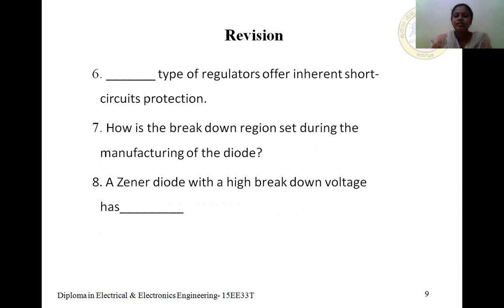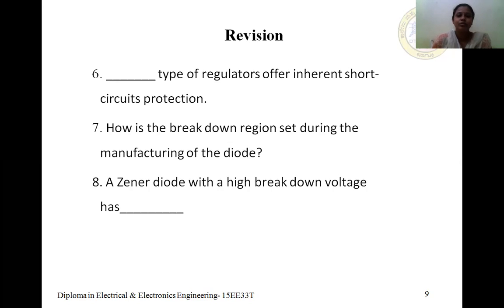The next is the sixth question. In the sixth question, dash type of regulators offer inherent short circuit protection. So among voltage regulators, the shunt voltage regulators are used for short circuit protection. The answer is shunt regulators.